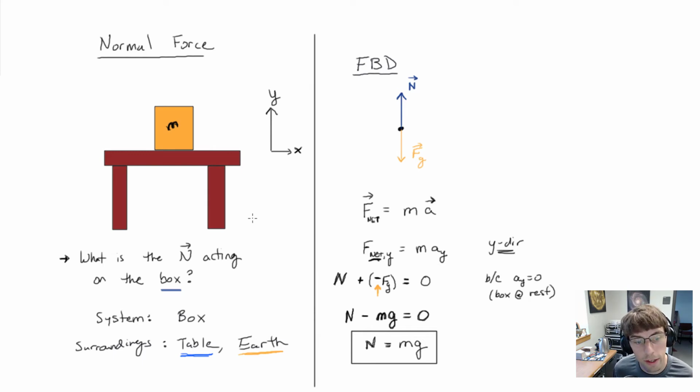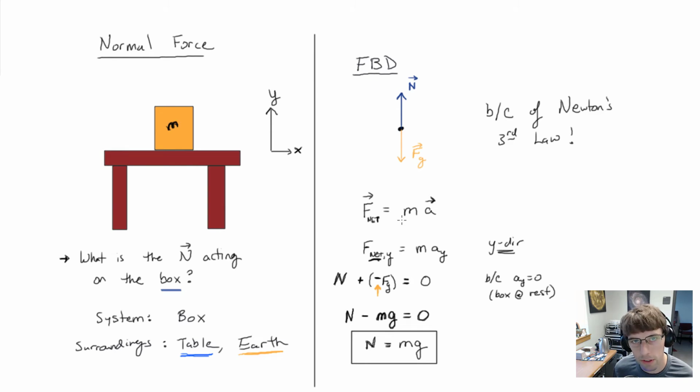Now, one of the things that I will warn you about is that it is common to look at this situation with the table and the box and say, oh, the normal force is the same magnitude as the gravitational force, but in opposite directions. This is because of Newton's third law. So you have two forces equal in magnitude, opposite in direction. This is a third law pair.